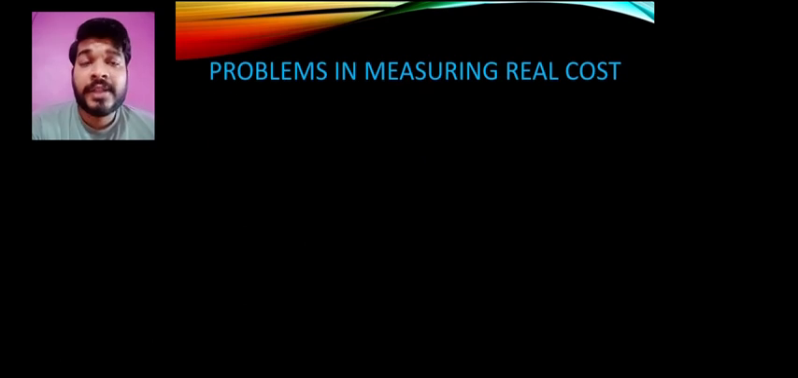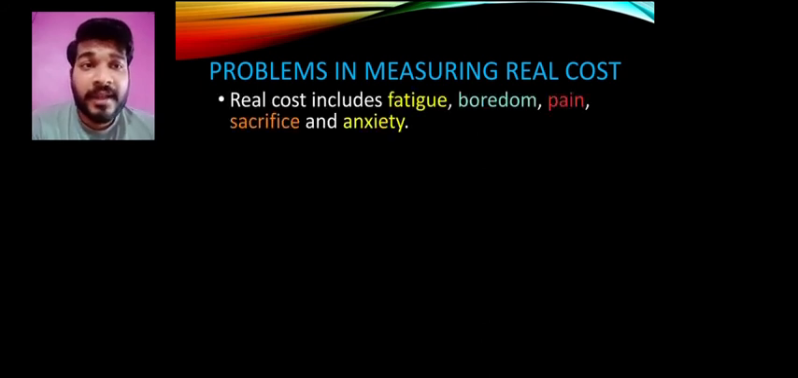And then comes the next topic, that is problems in measuring real cost. Why can't we measure it? Ultimately what are these things? Real cost includes fatigue, monotony, boredom, that is the same thing. Pain means some physical or mental pressure, pain, sacrifice and anxiety. So all this particular thing, tension and so on, anxiety. Can you measure all this? No, because it depends on person to person, it depends on how your mental ability is, that is why it has been told earlier, that is psychologically. So all this psychological thing we don't count.